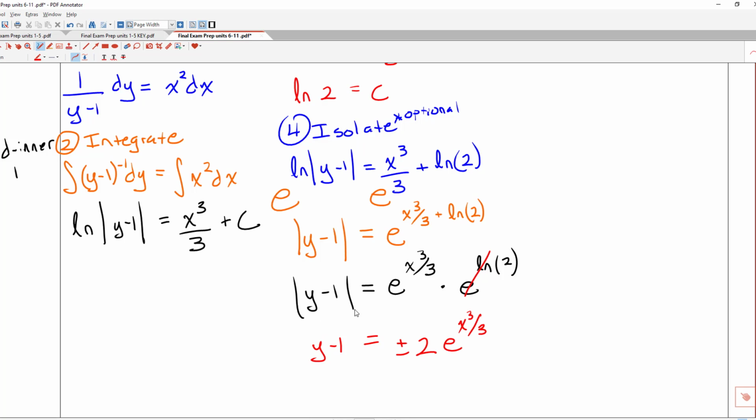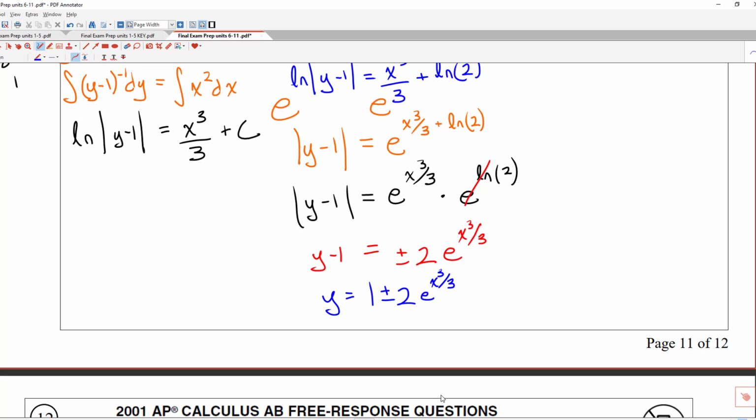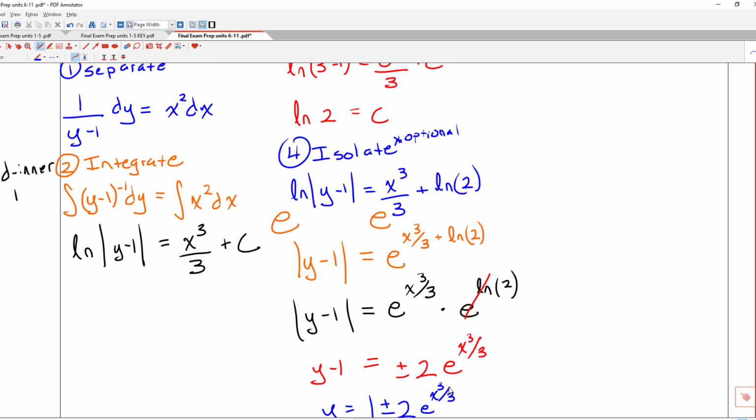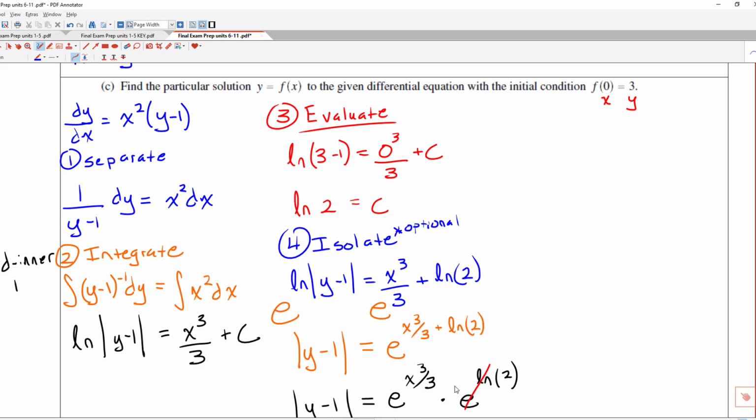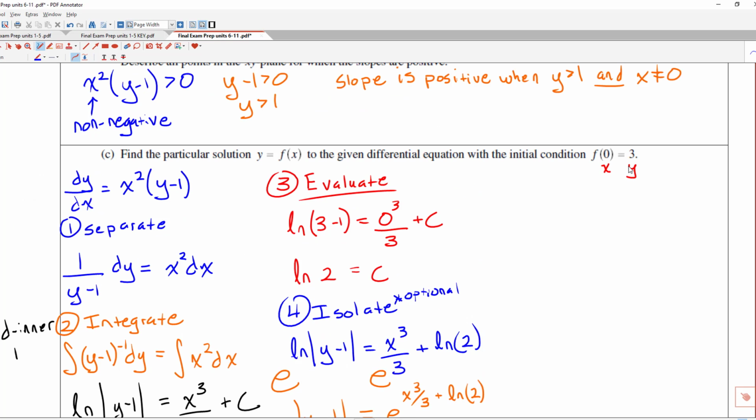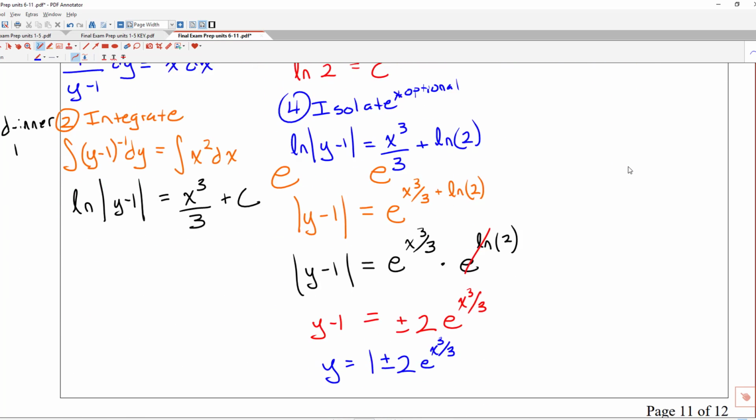And finally, we can add 1 to both sides. So adding 1, y is equal to 1 plus or minus 2e to the power of x cubed over 3. And we do have to choose if this is a plus or a minus. So what you have to do for your final step is plug in your initial values. X is 0, y is 3. It has to be one or the other here. I think my answer key didn't choose, so I don't know what's going on there. I'm seeing my answer key at the same time. Dual screens, it's so nice.